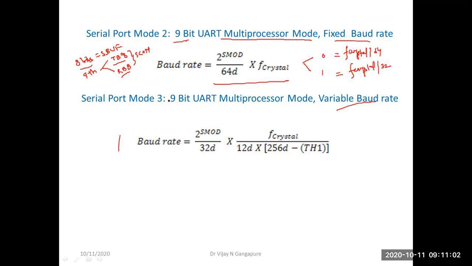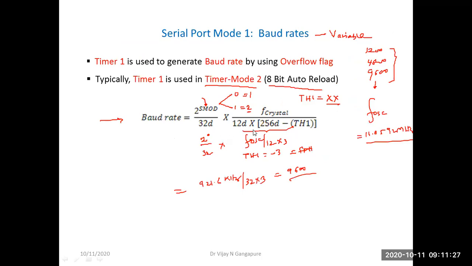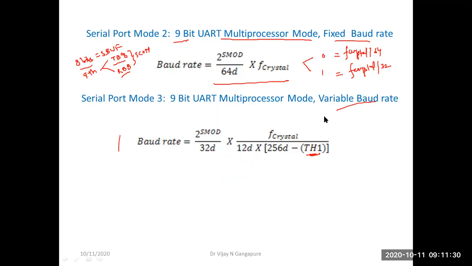In mode 3, that is 9-bit UART multiprocessor mode with variable baud rate, the baud rate formula is same as in mode 1, that is baud rate is equal to 2 to the power of SMOD divided by 32 multiplied by f crystal divided by 12 multiplied by 256 minus TH1. So this is the value to be loaded in TH1. The remaining formula is same as I explained. In this way we can set a particular baud rate in mode 3, and in this way we can configure mode 2 and mode 3 for a particular baud rate.